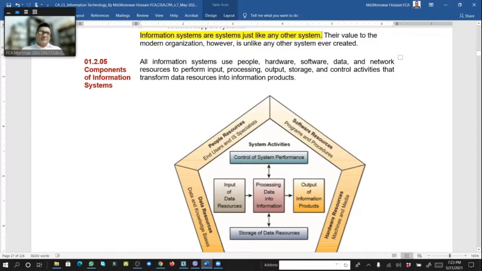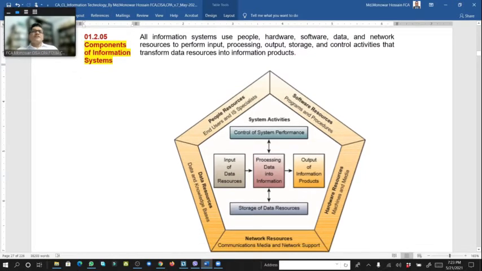What are the components of an information system? All information systems use people, hardware, software, data, and network resources to perform input, processing, output, storage, and control activities that transform data resources into information products. So here, the components of information systems are people, hardware, software, data, and network resources.